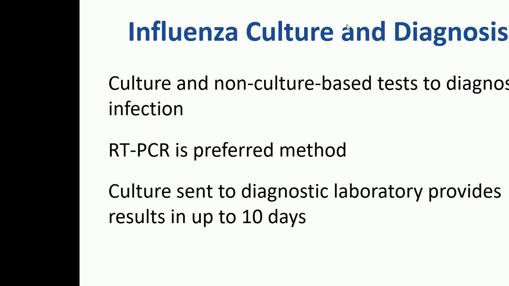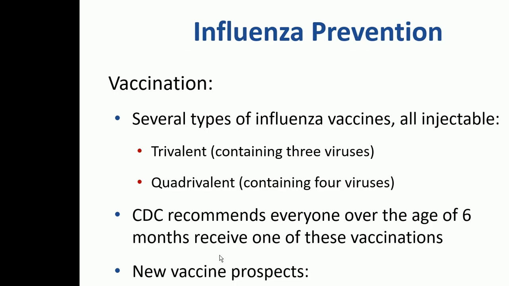For the diagnosis of influenza virus, RT-PCR is the preferred method because culture takes a long time. Vaccination, as I said, we get flu shots every year, new. But there are several types of influenza vaccines. They're all injectable. They can be trivalent, containing 3 viruses. They can be quadrivalent, containing 4 viruses.